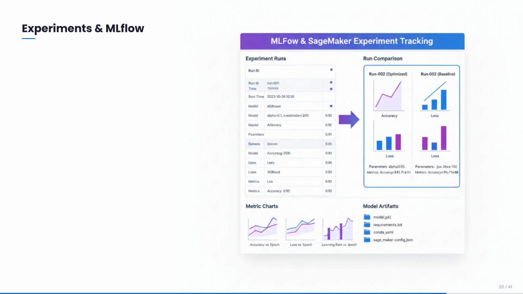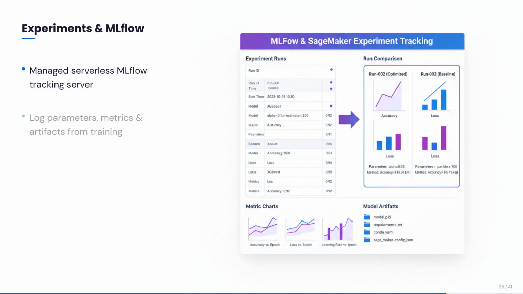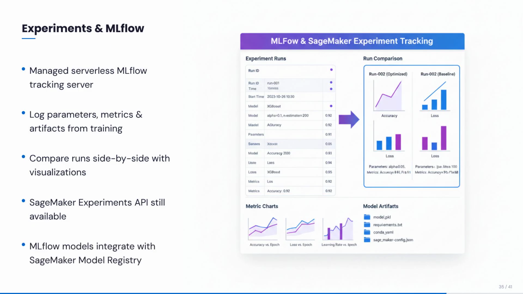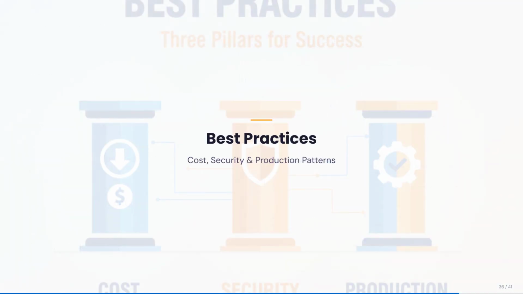SageMaker now integrates with MLflow for experiment tracking. You get a fully managed, serverless MLflow tracking server. Log parameters, metrics, and artifacts from any training job. Compare runs side by side with interactive visualizations. The traditional SageMaker Experiments API is still available, and MLflow model logging integrates directly with the SageMaker model registry for seamless deployment. Let us wrap up with critical best practices for cost optimization, security, and production deployment patterns.